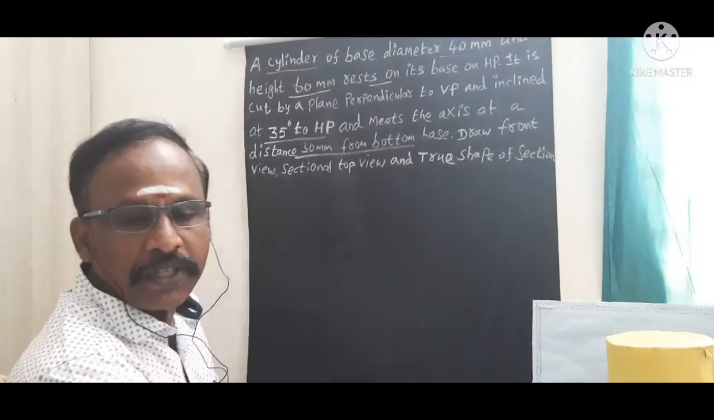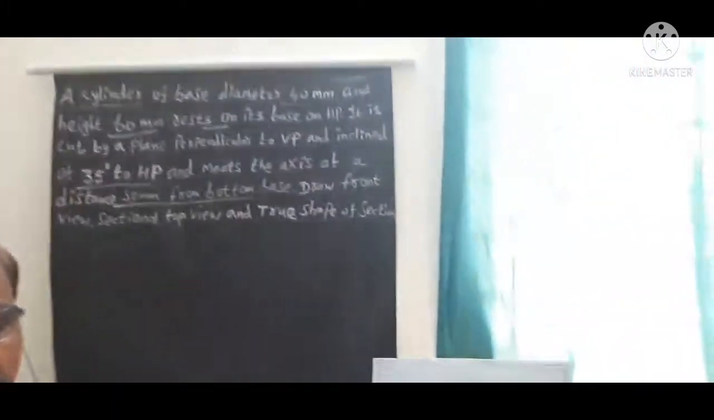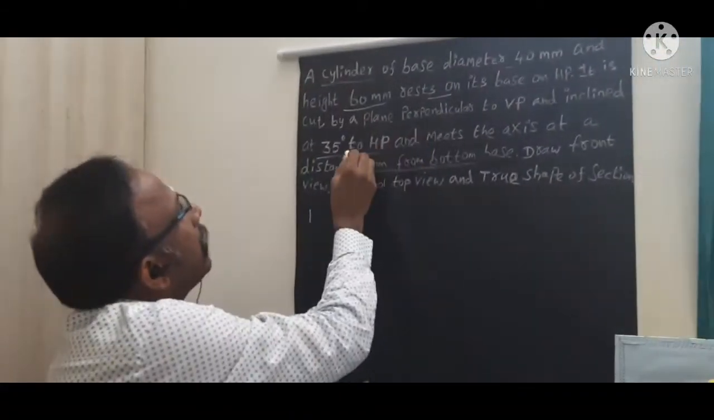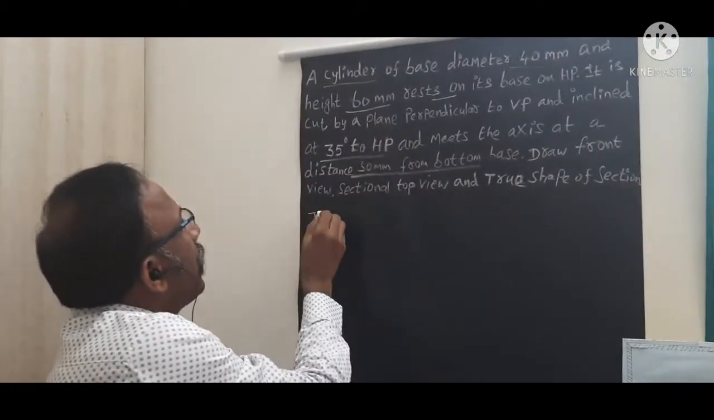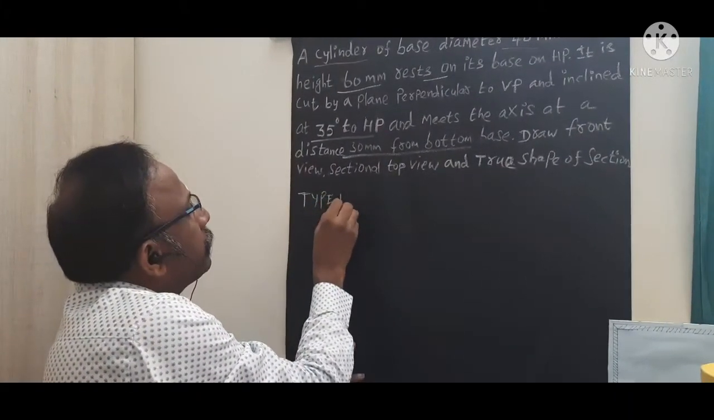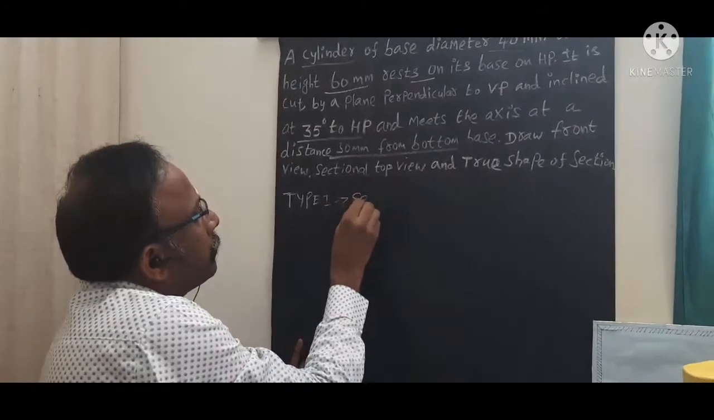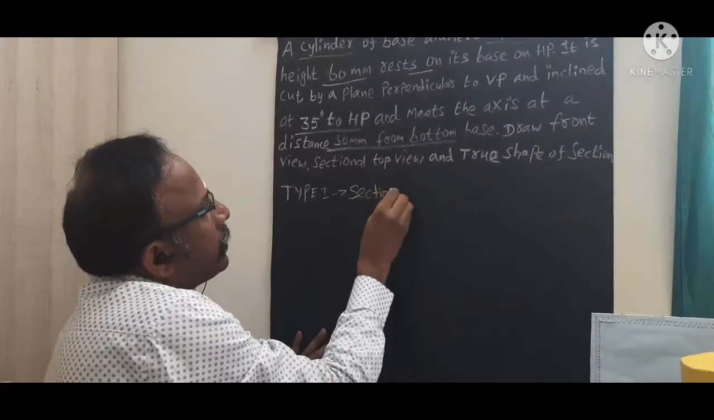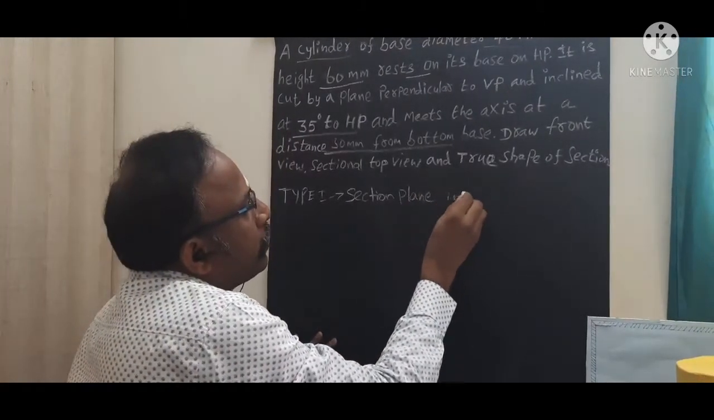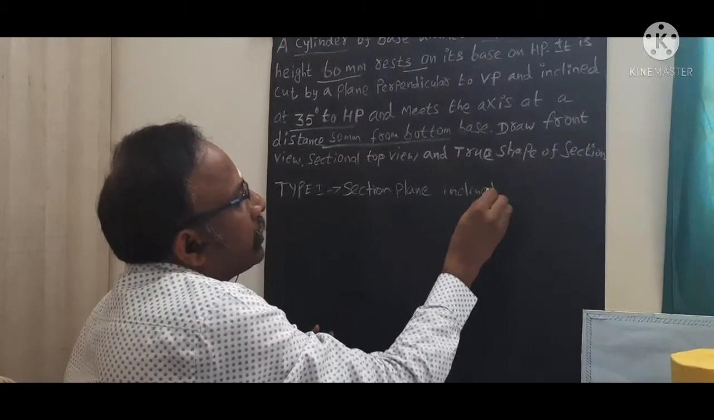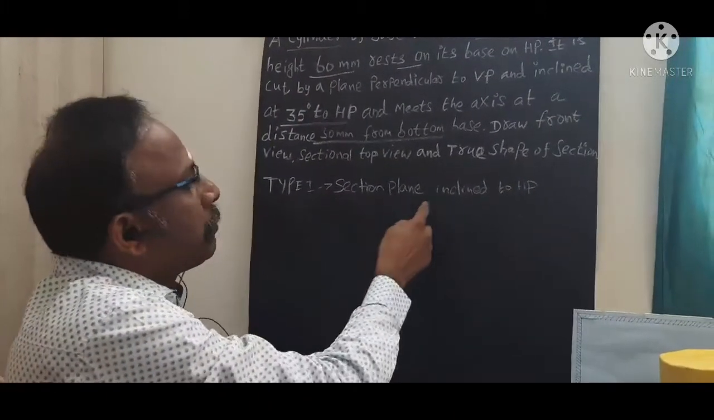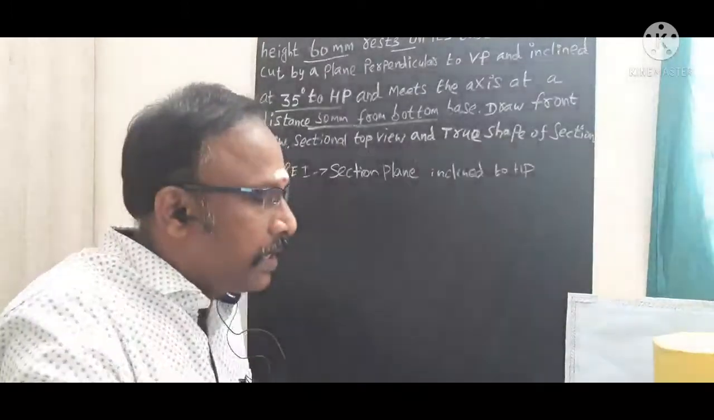Before we start the problem, we identified it is a type 1 problem, because type 1 is when the cutting plane is inclined to HP. That means the section plane is inclined to HP, so we call this the type 1 problem in the HP. If the section plane is inclined to VP, we call this a type 2 problem.